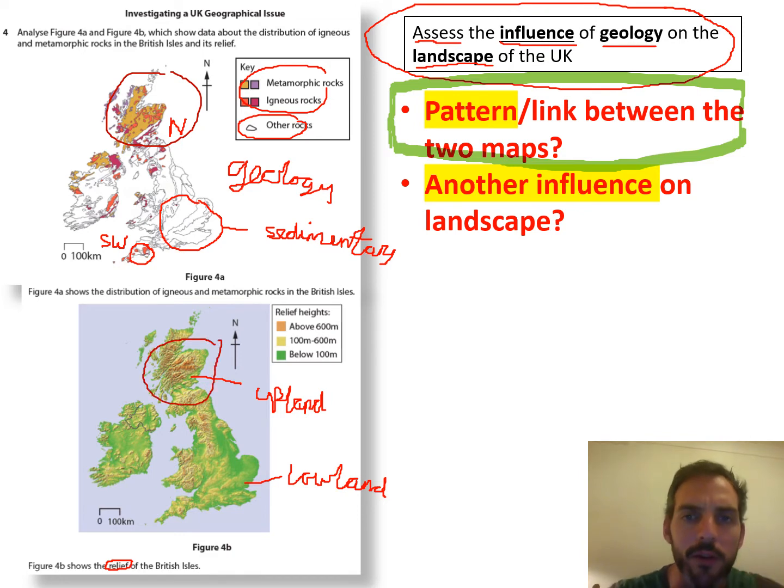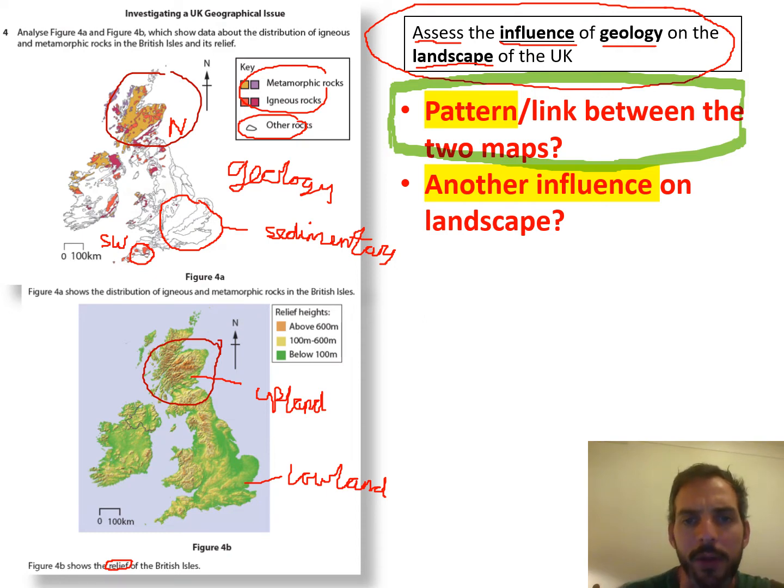So now we're starting to put together our first paragraph. What is the influence of geology on the landscape of the UK? It has a big influence, right? Because where you find metamorphic and igneous rocks, you find upland areas, you find mountains. So there's paragraph 1. But that won't be enough, year 10. That won't be enough just to talk about that. We need to introduce some other ideas.